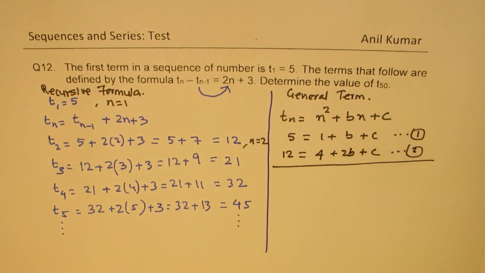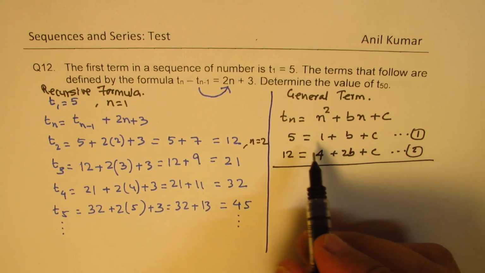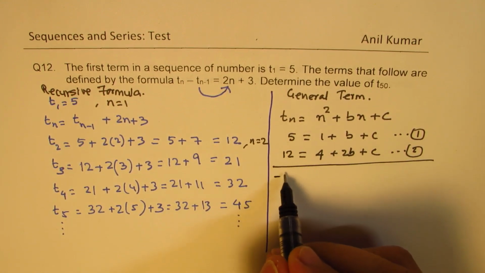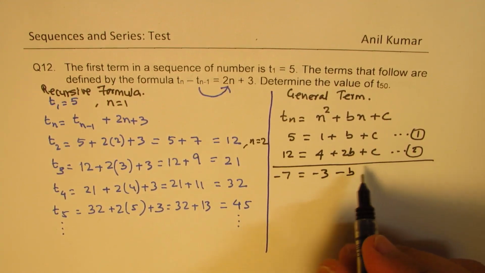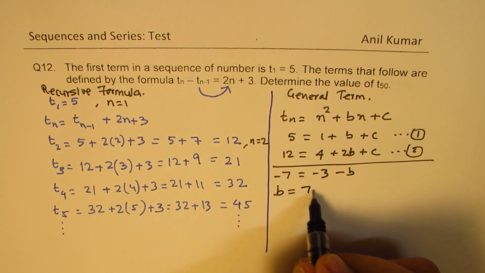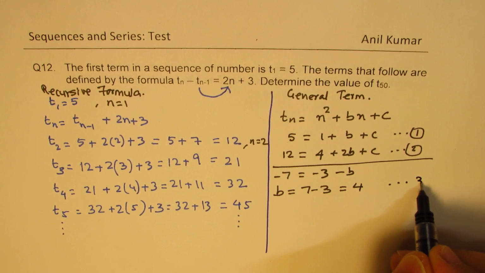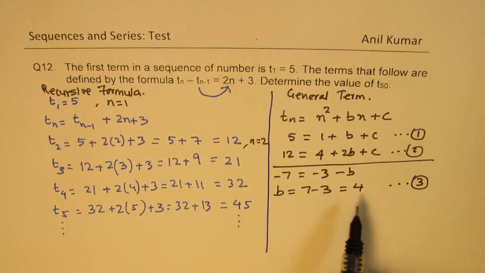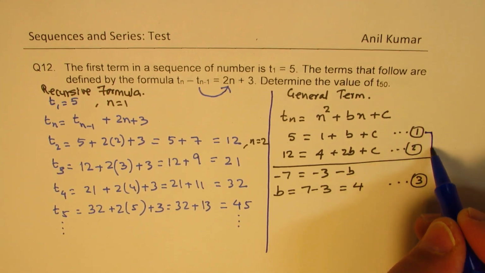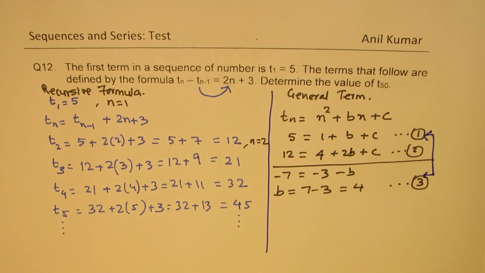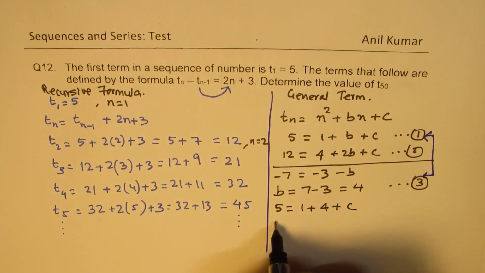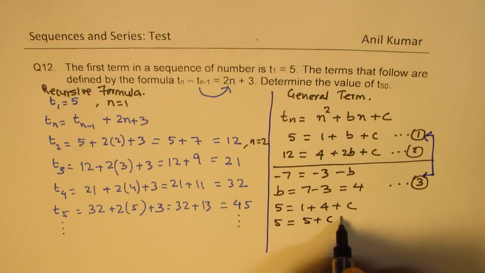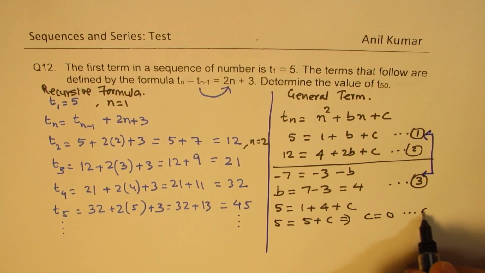Now if I take away one equation from the other, what do I get? So we get minus 7 equals minus 3, and here we have minus b, and c vanishes. So we get b equals 7 minus 3, which is equal to 4, right? So that is our equation 3. Now since we know what b is, we can use equation 1 and then find what c could be. So from here we know 5 equals 1 plus 4 plus c. So that implies 5 equals 5 plus c, and that gives you c equals 0. So that becomes our equation 4.